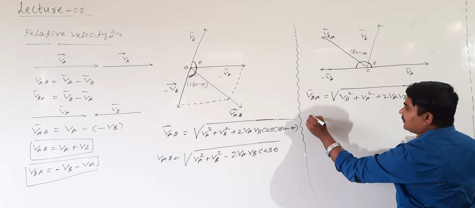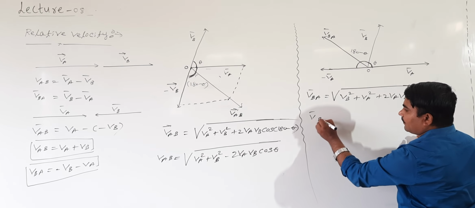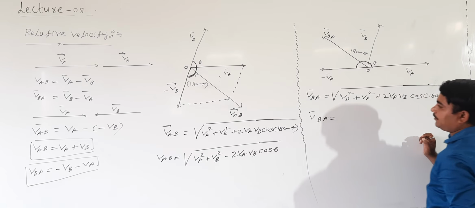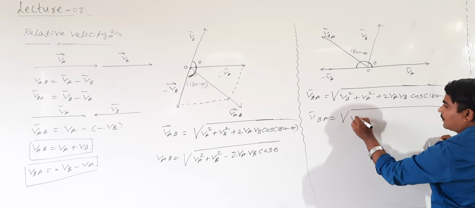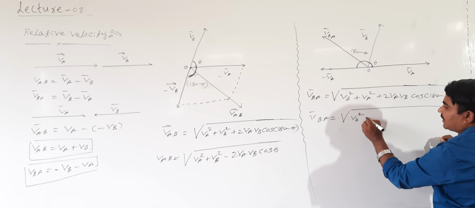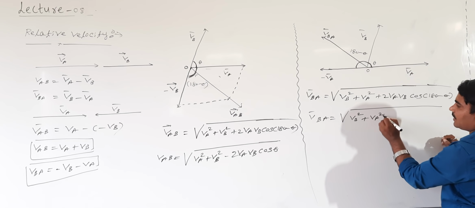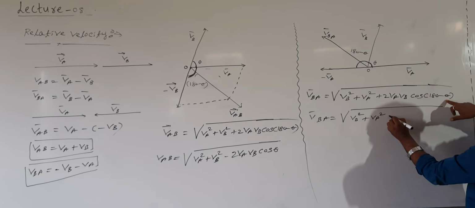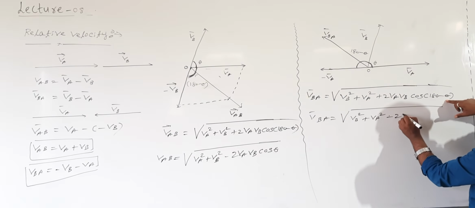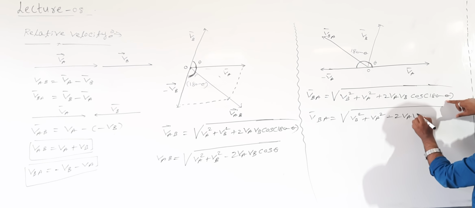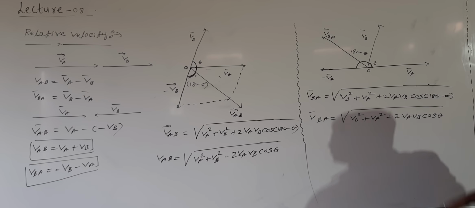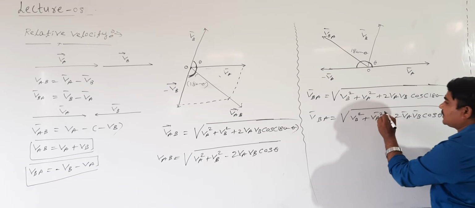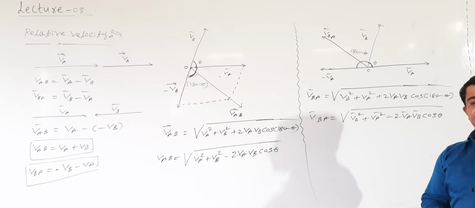Then shall I represent here the relative velocity of B with respect to A? In what way can it be represented? Look at me here. VB squared plus VA squared, cos 180 minus theta is minus cos theta. Then what does this become? Minus 2VA VB cos theta, right? All the other vectors, right thing.